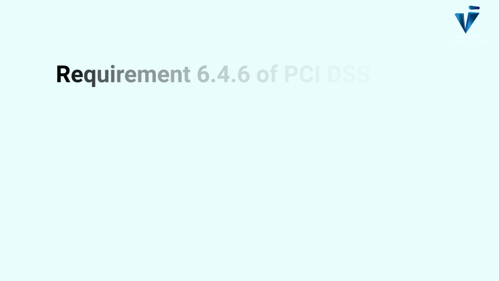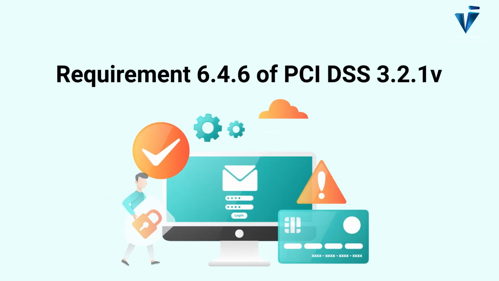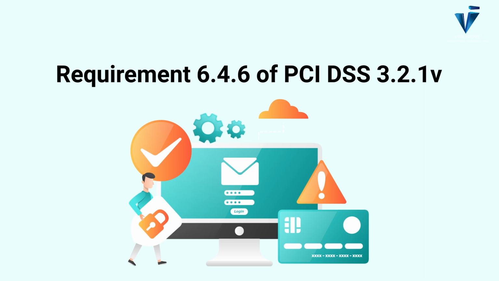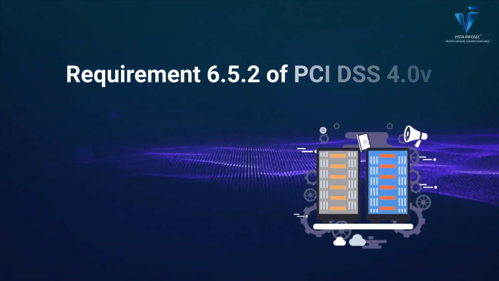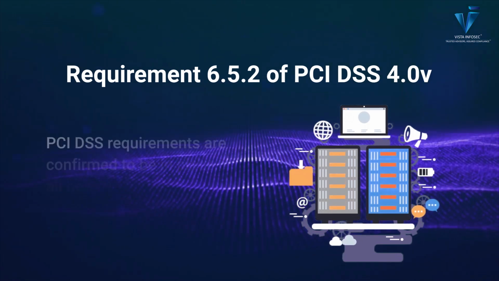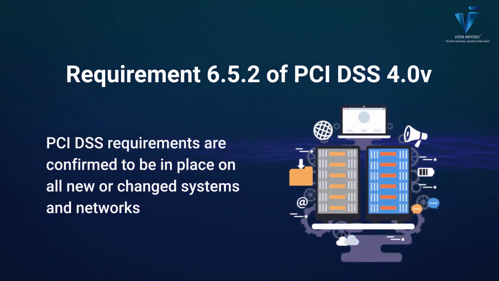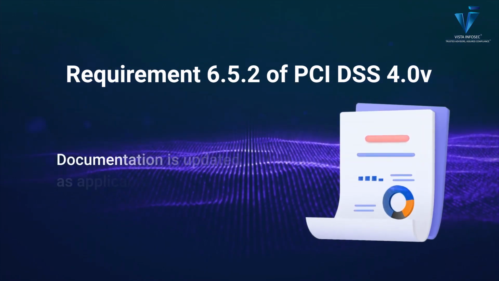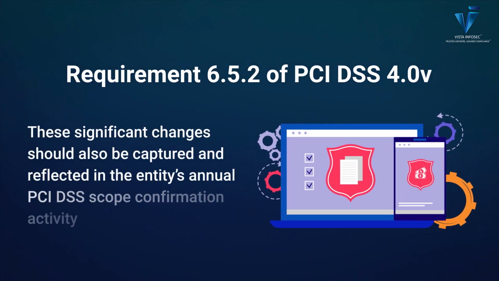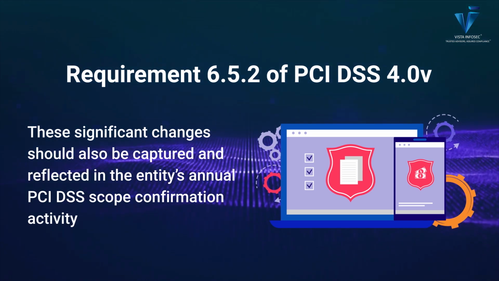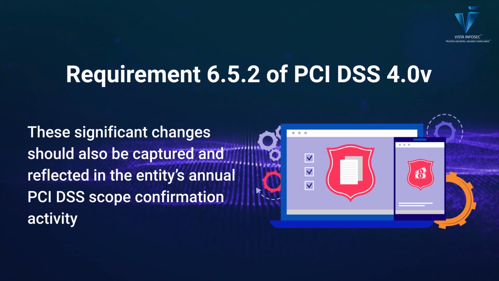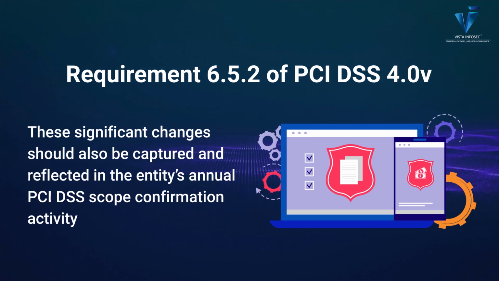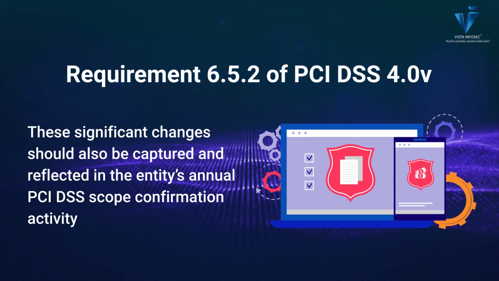So next, coming to PCI DSS requirement 6.4.6 as per version 3.2.1, it mentions that upon completion of a significant change, all relevant PCI DSS requirements must be implemented on all new or changed systems and networks, and documentation updated as applicable. Now the same thing is addressed under requirement 6.5.2 of PCI DSS 4.0, which mentions that upon completion of a significant change, all PCI DSS requirements are confirmed to be in place on all new and changed systems and networks, and their documentation is updated as applicable. And last but not the least, these significant changes should also be captured and reflected in the entity's PCI DSS scope confirmation activities. Under PCI DSS 4, scoping has to be done on a regular basis through the entire cycle and not just as a one-time activity as under PCI DSS 3.2.1.